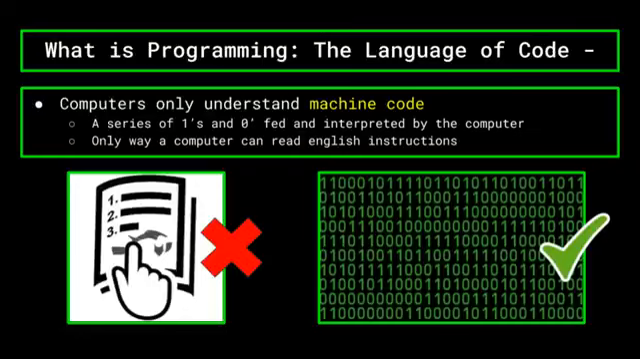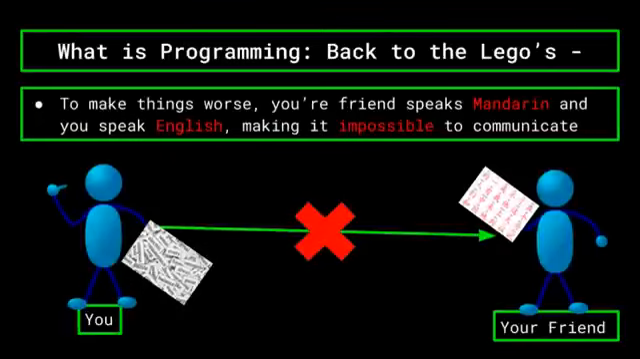Every instruction fed to the computer is converted into a string of ones and zeros, and then interpreted by the computer to carry out a task. Going back to the Lego example, this process would be like if he was not only less than intelligent, but to make matters worse, he could not understand English and only speaks in Mandarin Chinese.